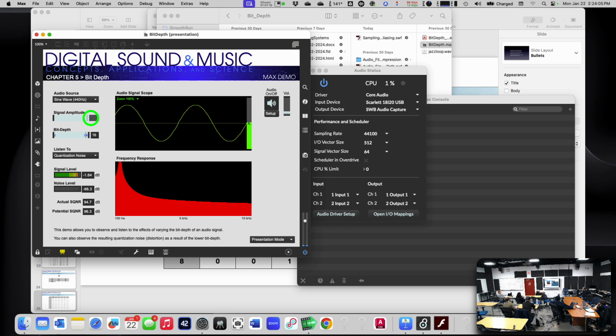Because look what happens now if I reduce the amplitude of my wave going into the system. If I take it down pretty low, look at that. I'm still at 16 bits. And even though my potential signal-to-noise ratio is 96 dB, my actual signal-to-noise ratio is only 81 dB, because there's a bunch of those bits that I don't get to use to encode values. Okay? There are some leading zeros there that I don't get to use because my peaks are lower.